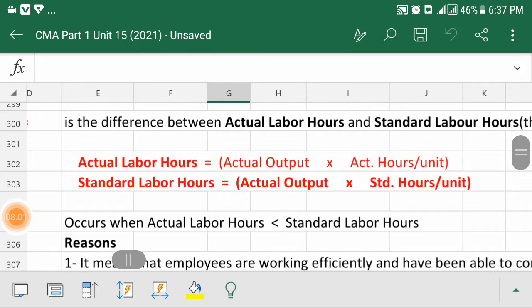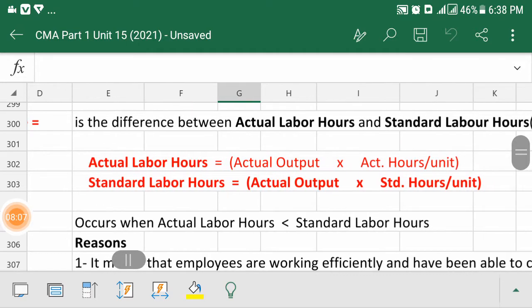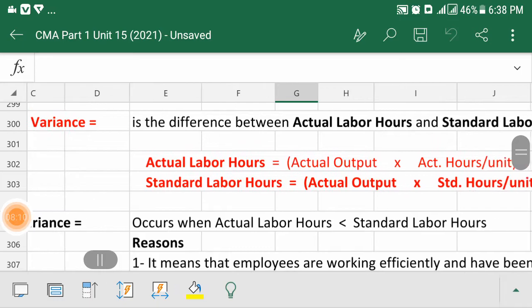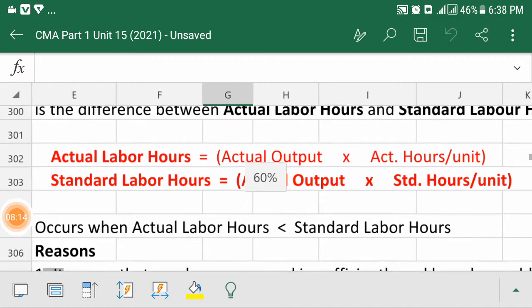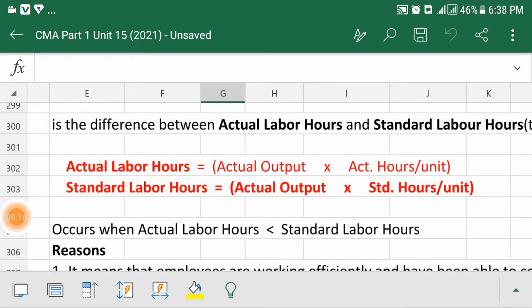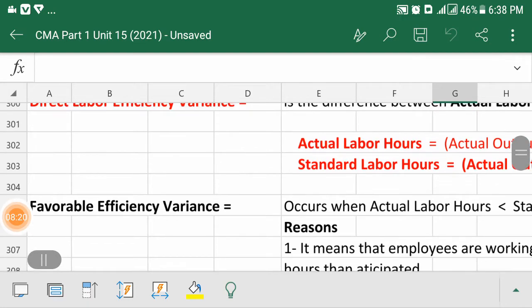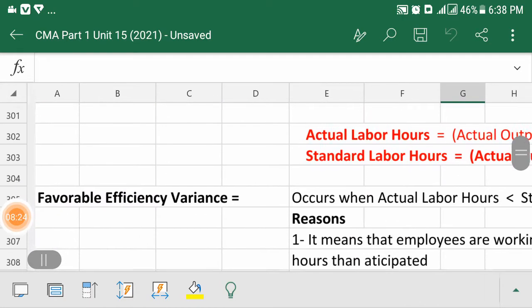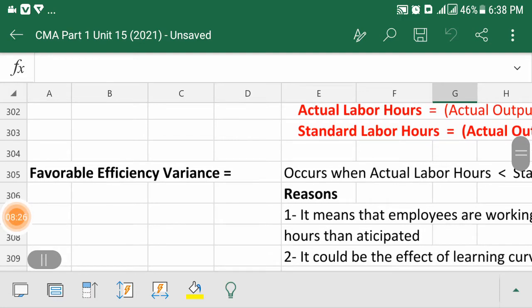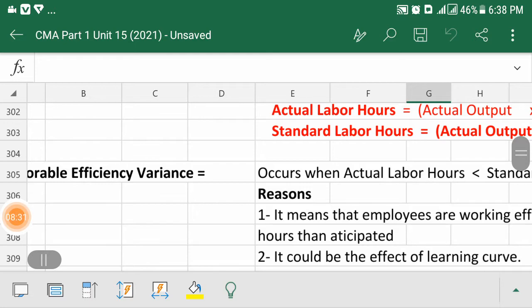For the standard, it is similar to the material variance. The material variance we also use for the labor variance, with the same standard labor hours. We are using actual output into standard hours output. So that is called the direct labor efficiency variance. And the next one is a favorable efficiency variance. When will the favorable efficiency variance occur?